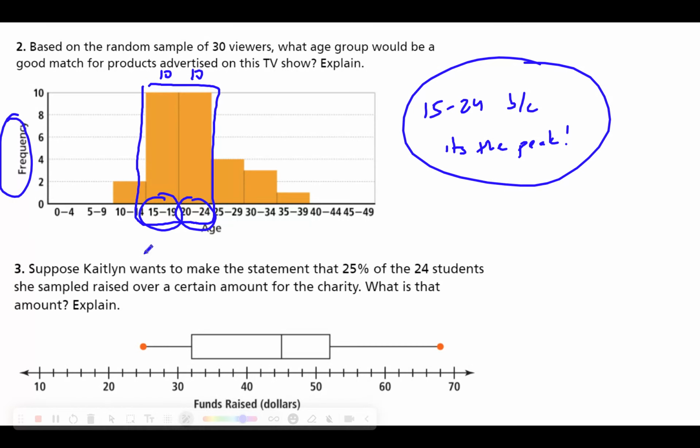That's a histogram. All right, next, it says, suppose Caitlin wants to make the statement that 25% of the 24 students she sampled raised over a certain amount for the charity. What is the amount? Explain. So this right here is called a box plot.